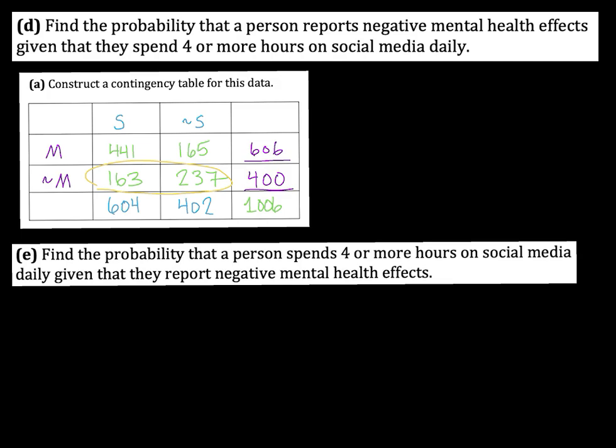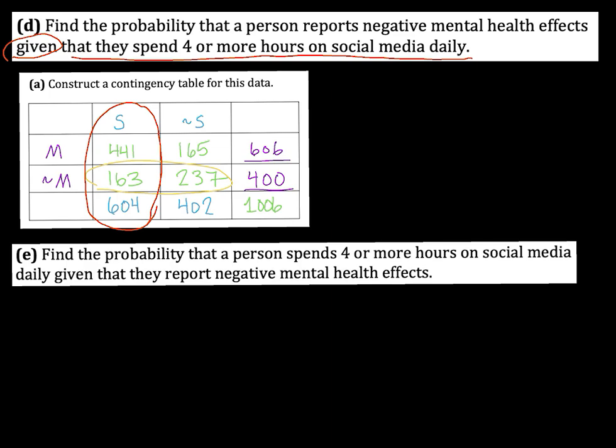All right, so part D says find the probability that a person reports negative mental health effects given that they spend 4 or more hours on social media. So given is that key word where we are reducing our sample space from everybody in the survey to just the people who spend 4 or more hours. So that's those people. So this is our updated sample space, if you will.